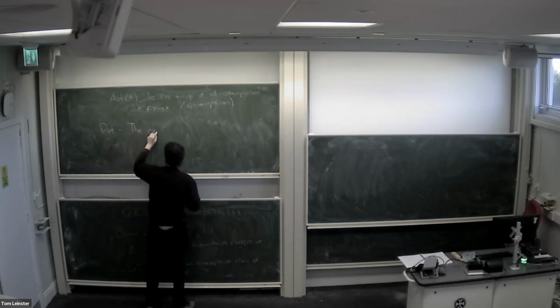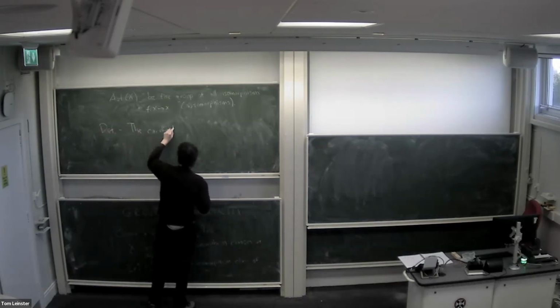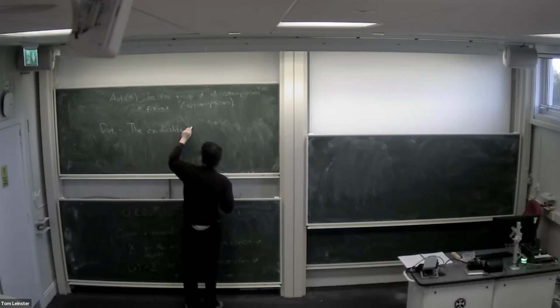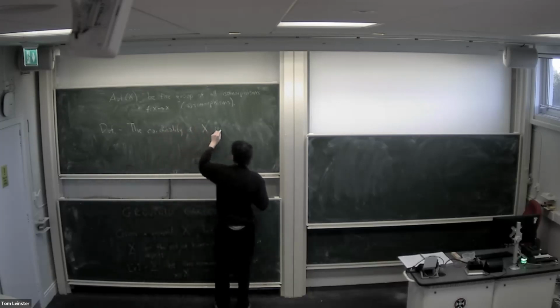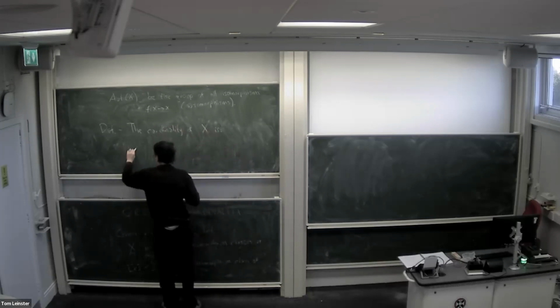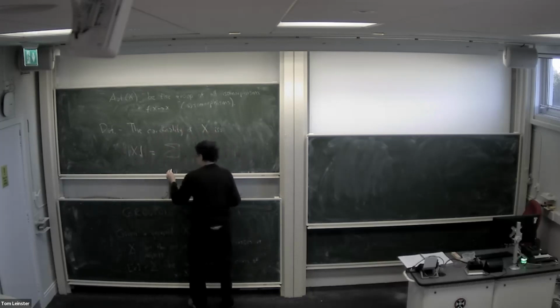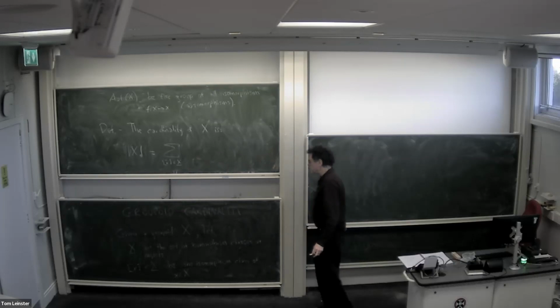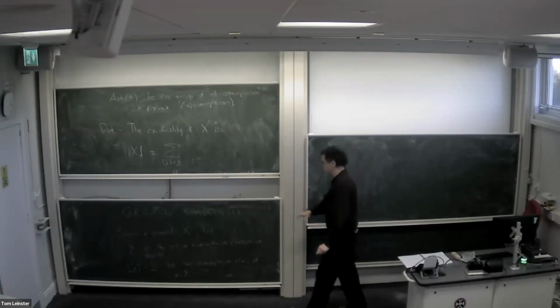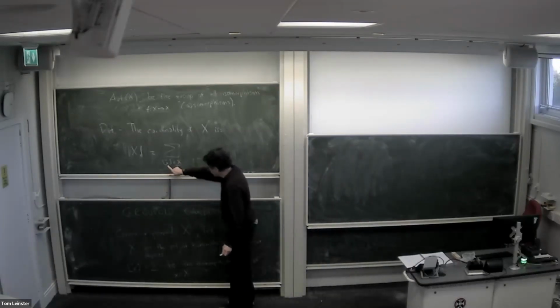So the cardinality of our groupoid X is going to be this. I'll call it X with lines around it. So what we'll do is we'll sum up over all isomorphism classes of objects. So we'll go around looking through all the isomorphism classes of objects. X is a representative of the isomorphism class here.